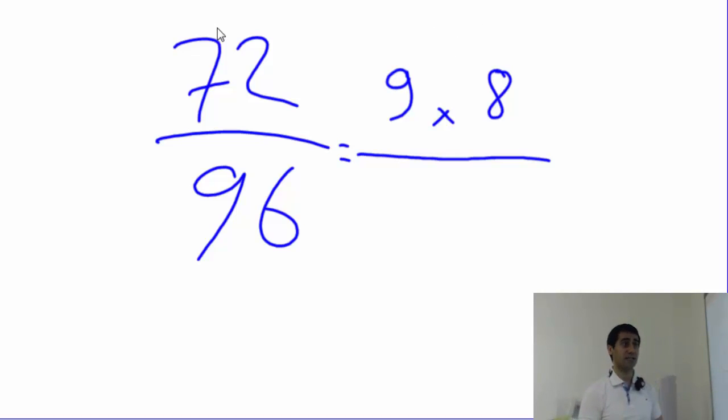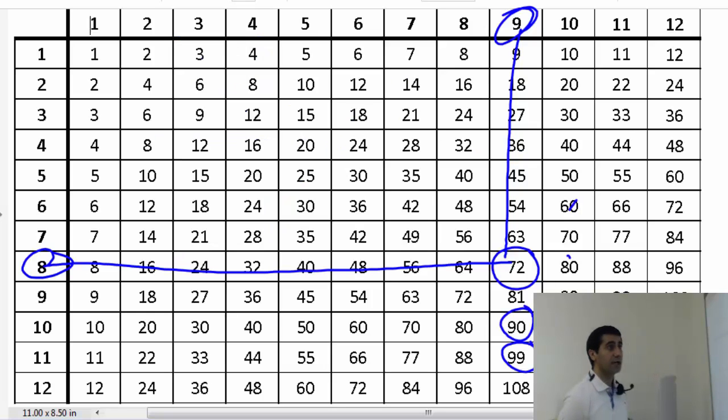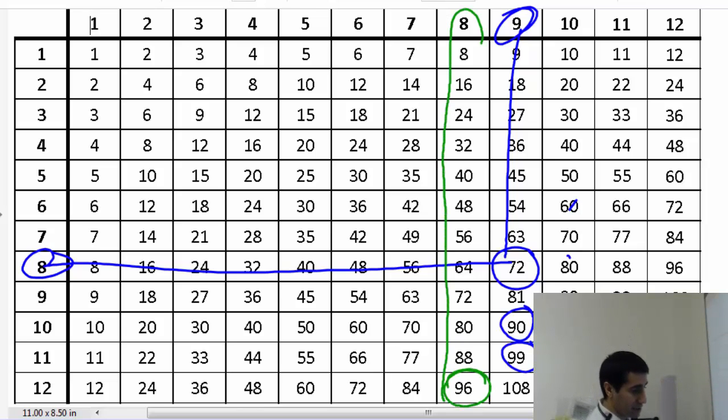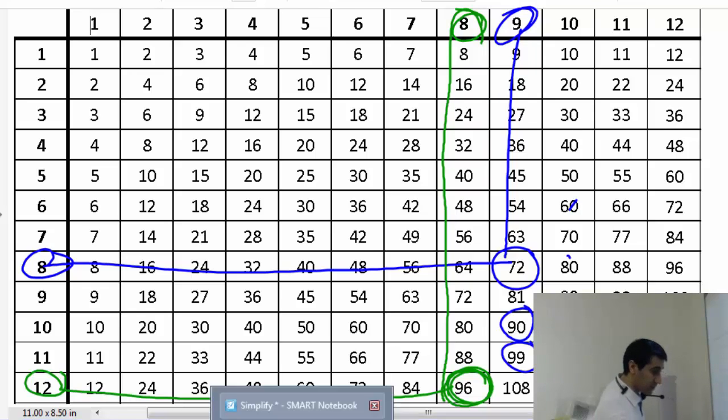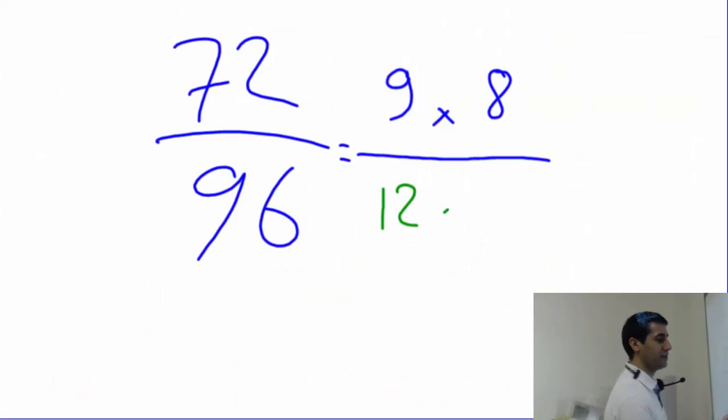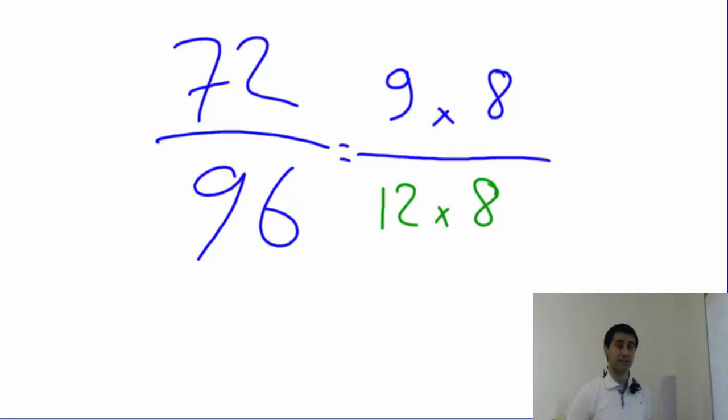How about 8? Can we use 8 to get 96? So I'm looking at my multiplication table of 8. Here, 8 is right here. And I'm looking for 96. Yes, right over here. So, 12 times 8 is 96. 12 times 8 is 96.